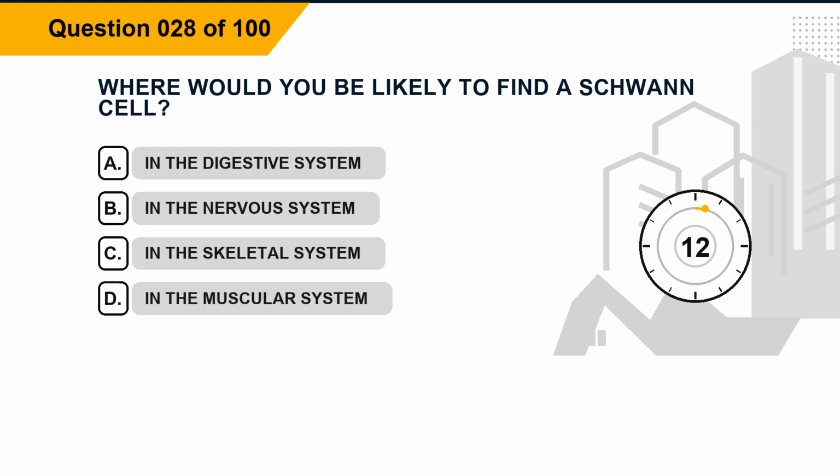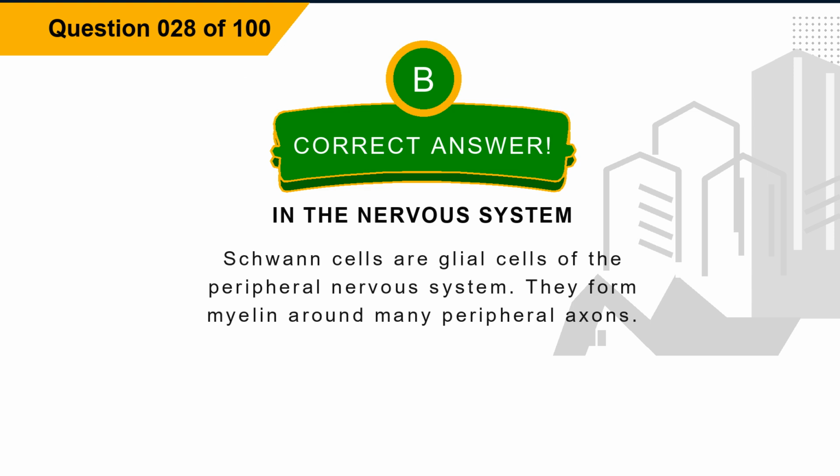Question 28. Where would you be likely to find a Schwann cell? Option A, in the digestive system. Option B, in the nervous system. Option C, in the skeletal system. Option D, in the muscular system. The correct answer is option B, in the nervous system. Explanation. Schwann cells are glial cells of the peripheral nervous system. They form myelin around many peripheral axons.